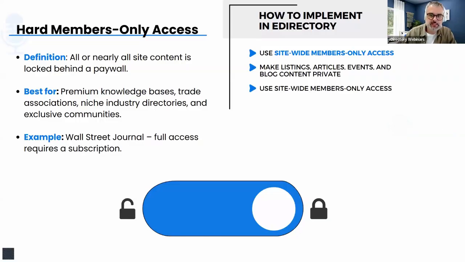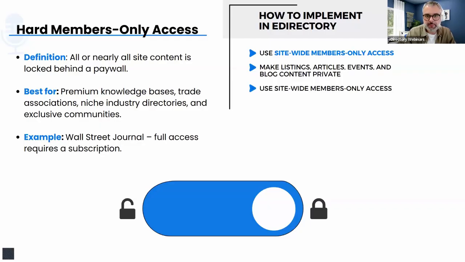So number one would be something called the hard members-only access. The definition would be all or nearly all site content is locked behind a paywall. So this is usually the preferred way to go for, for example, forums, like very niche forums or groups, these lines of websites. So premium knowledge bases, trade associations, like any type of niche industry directories and exclusive communities. A good example would be the Wall Street Journal, where full access requires a subscription.